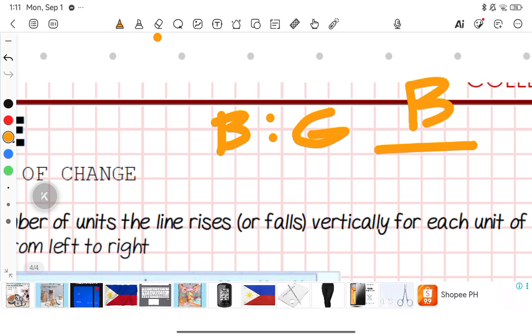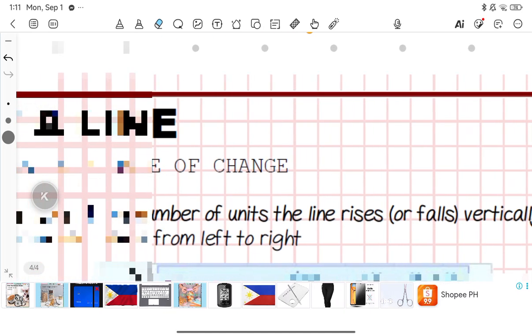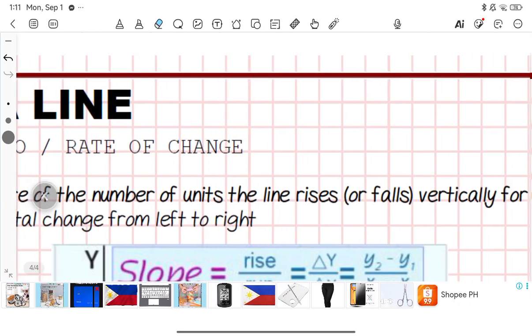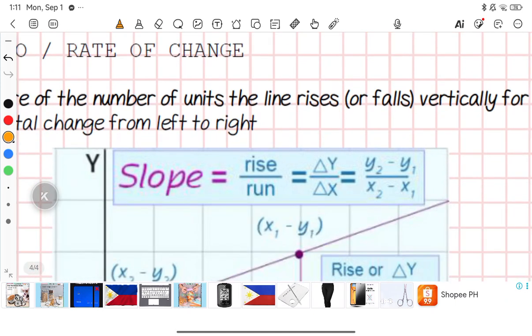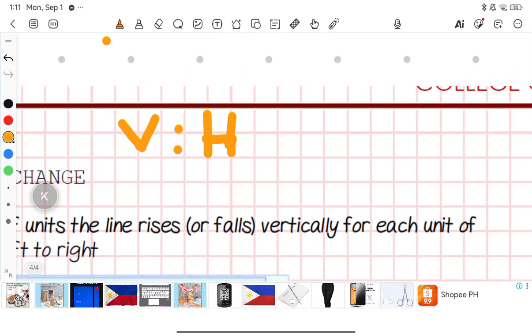So let's say B over G. So ganun lang din naman siya, 'di ba? You can read this also as B over G, or para siya nagiging divisor. Okay, so mabalik tayo. Ano ba ang ratio ng slope? So, slope, ang kanyang ratio or yung kanyang minemeasure ay ang rate of change po with regards to the vertical and the horizontal unit sa isang Cartesian plane.